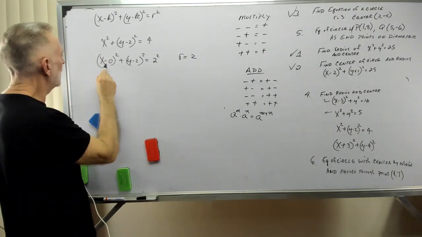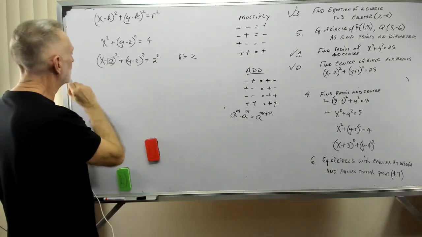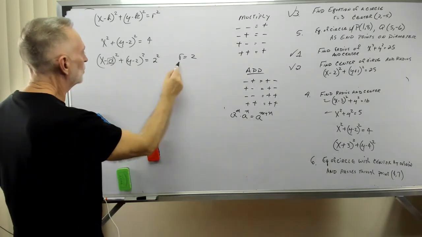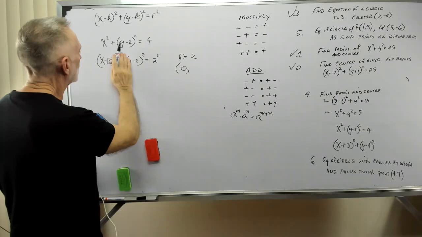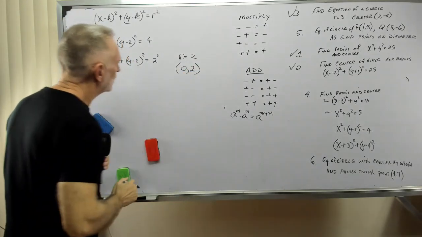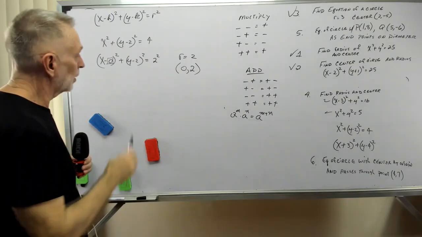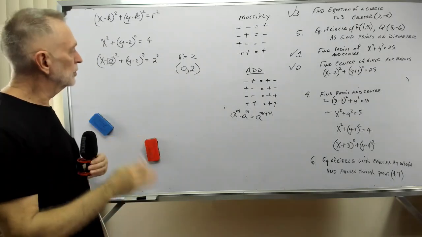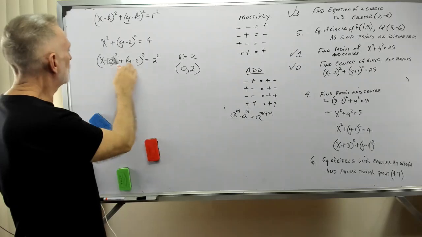Cover up x minus, what's left? 0. Cover up y minus, what's left? Positive 2. So there we are. My radius is 2. The center of the circle is 0, 2.